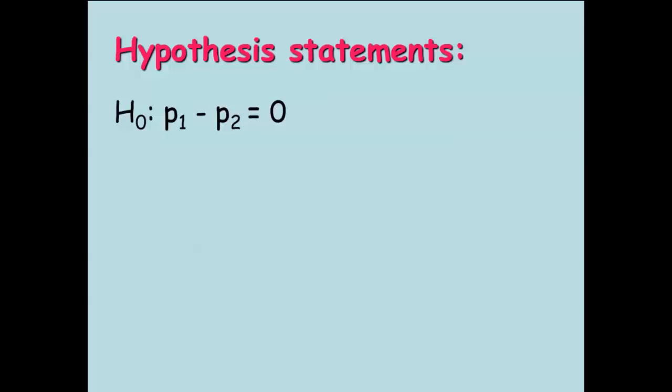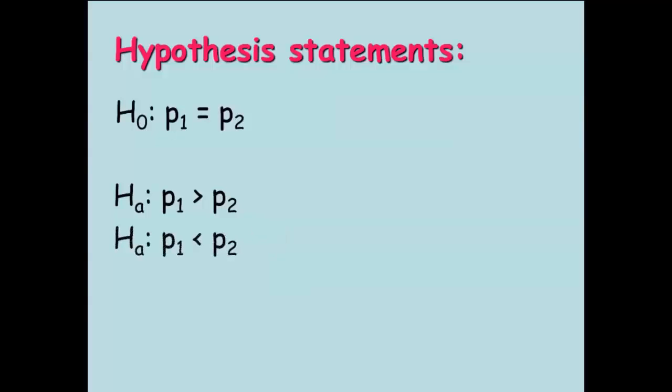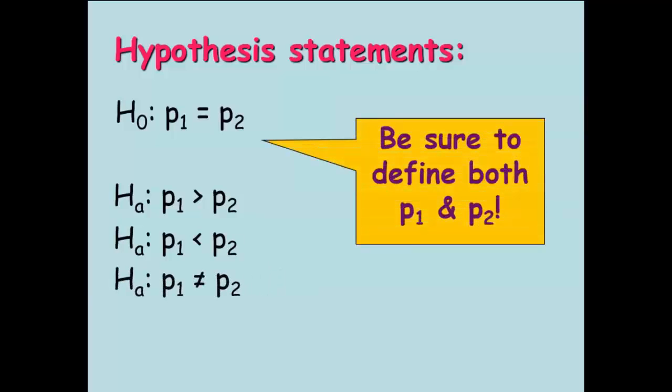So when we look at a null, the null statement for a two sample proportion test is that when I subtract the two proportions, I should get zero. So we translate that to either the difference is zero or that P1 is equal to P2. The alternative is that the difference could be greater than zero or that P1 is greater than P2. Again, these are interchangeable statements with each other. Or it could be less than, or it could be not equal to, which would be a two-tailed test. And whenever we're defining these samples for these hypothesis statements, we want to make sure we define in context what these P1 and P2 represent.